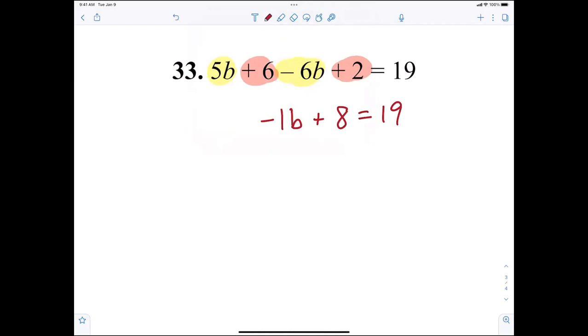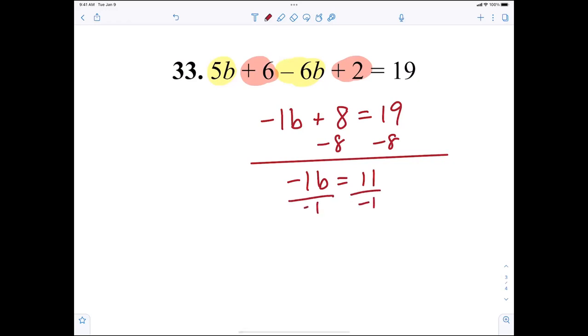Solve it. How do I solve this? All right, you can just subtract 8, subtract 8, and then you get 11 is equal to negative 1b. Sorry, I was confused. It's okay, keep going, you're doing good. Now what? Divide by -1. Good. And then you get b is equal to -11.